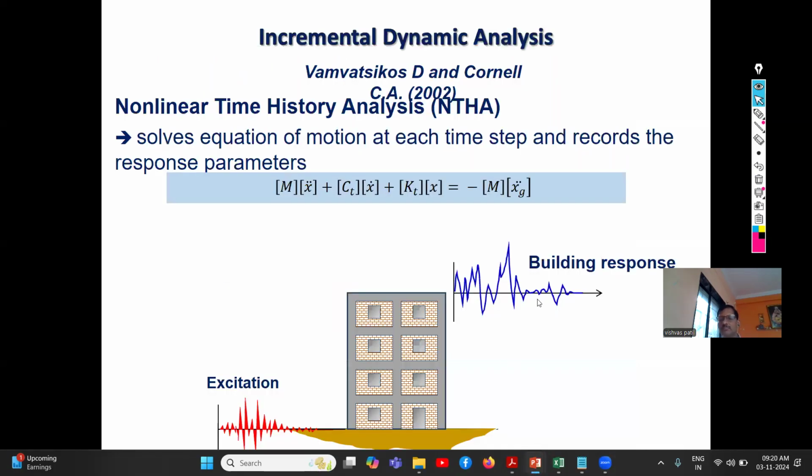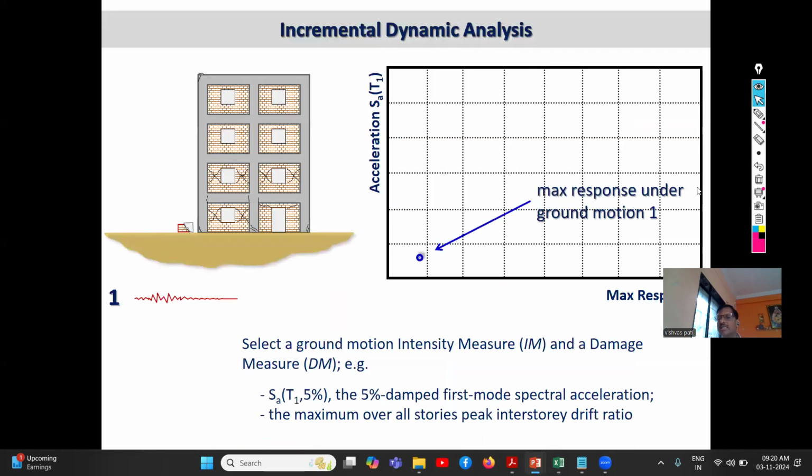Finally, about the idea, it's very easy. See, this is the structure, which is a nonlinear model. Now take the first ground motion and reduce the intensity to, say, 0.1, that is 10%. So this is the ground motion; apply it on the structure and note the maximum response in the structure. Whatever the response measuring parameter is, note the maximum response, and you will get the first point. Then increase the intensity to the next level.